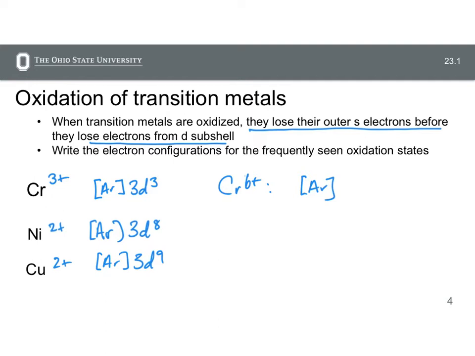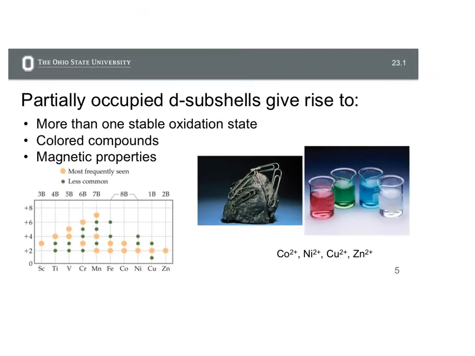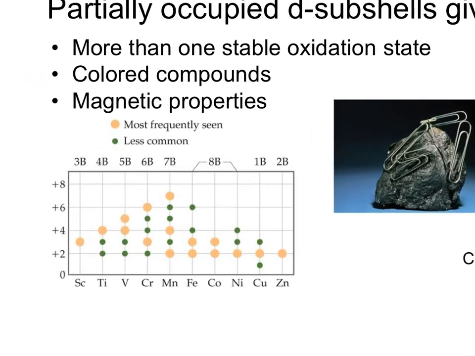Yes? Are there any special cases with that where you would use the d orbitals first instead of the s orbitals? I think that is mostly straightforward. Figure in your book, we're on slide 5 now, has the common ions found in the transition metals. Anything that's a yellowy orange color is a more frequently seen ion, and then the green is the less common ion.